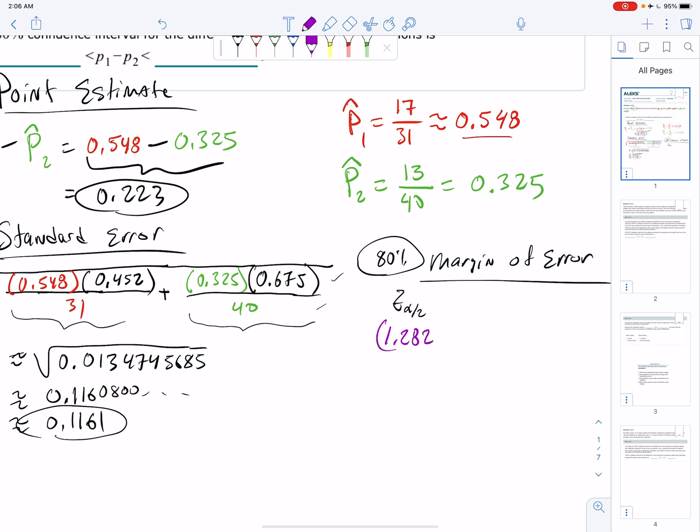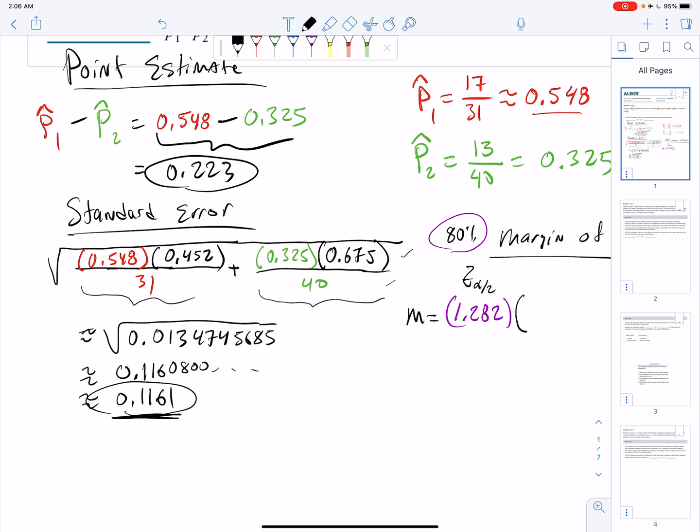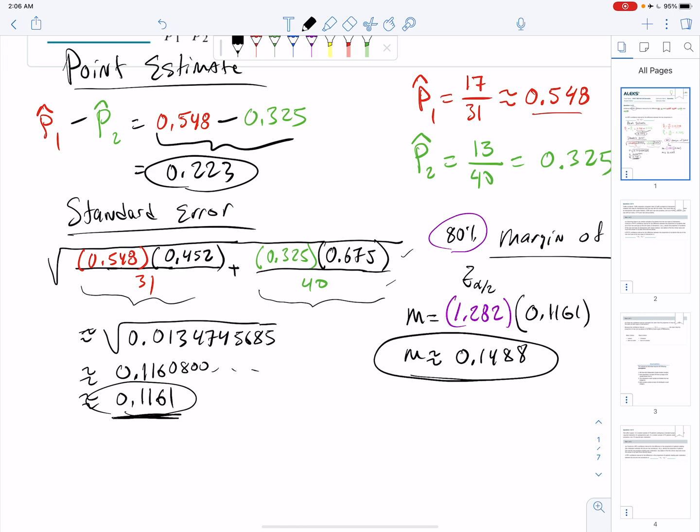1.282. That's the critical value for an 80% confidence level. So how do you find the margin of error? Well, the margin of error, I'm going to put M for margin of error. The margin of error is going to be the critical value times the standard error. And the standard error we found right over here. So that's 0.1161. And when I multiply that together, I get approximately 0.1488. There's my margin of error.